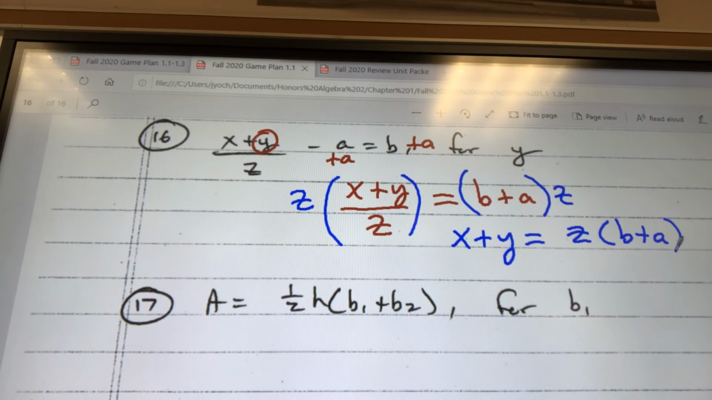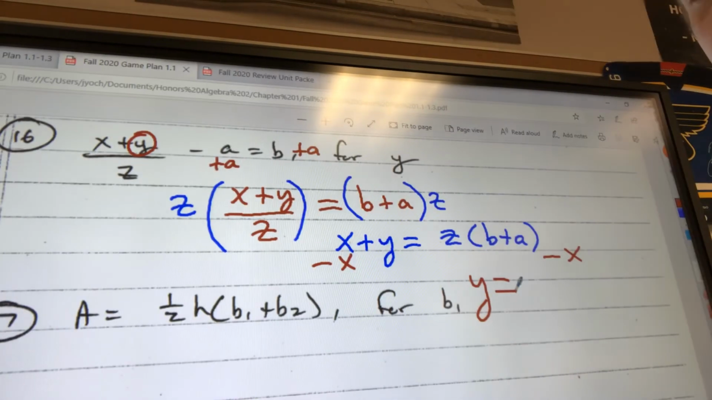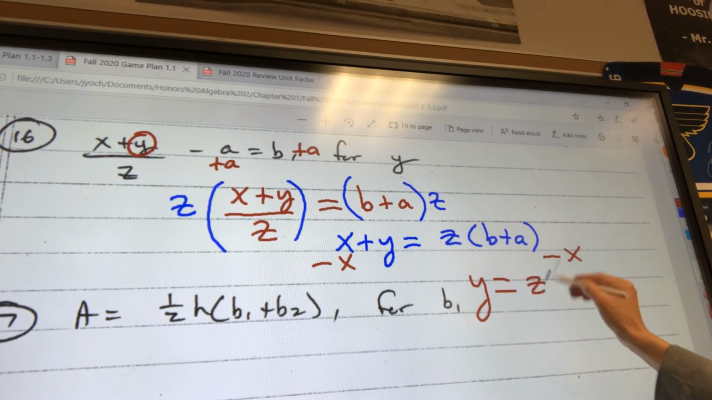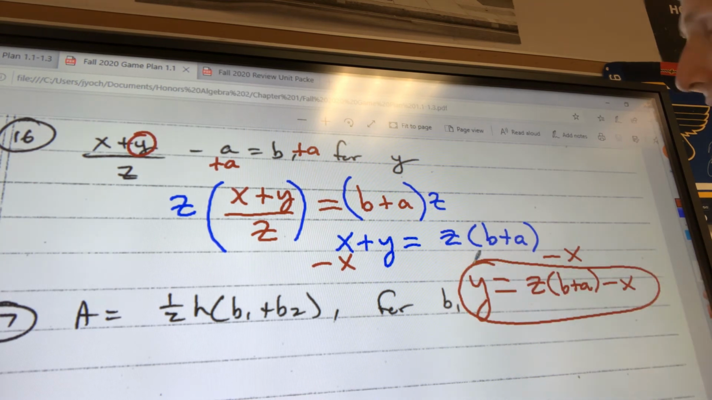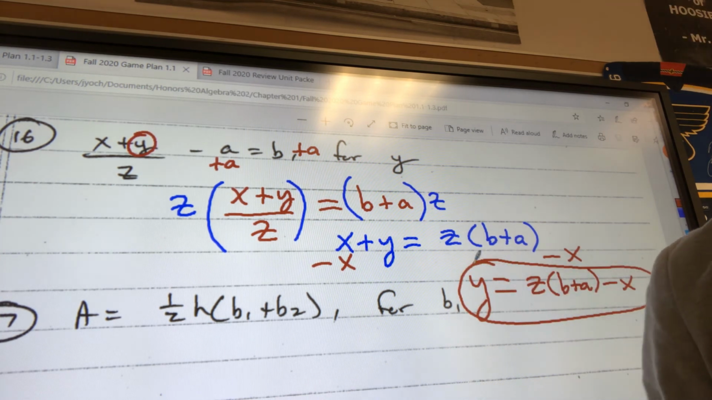Oh, sorry, I'm moving that. What I want to do is get y all by itself. That's a positive x, so subtract x from both sides. Y equals z times b plus a minus x. Now, that looks weird, but that's y all by itself and isolated.